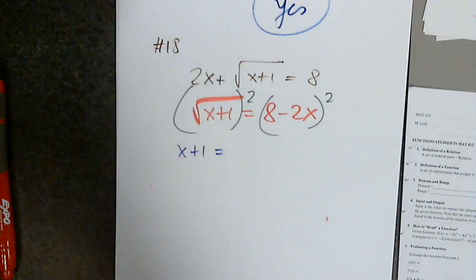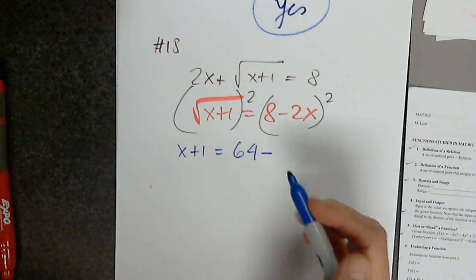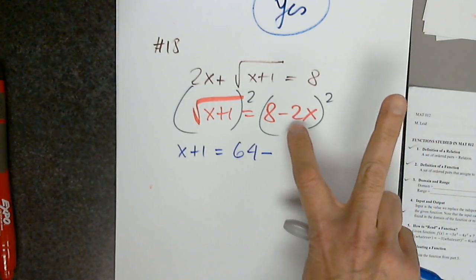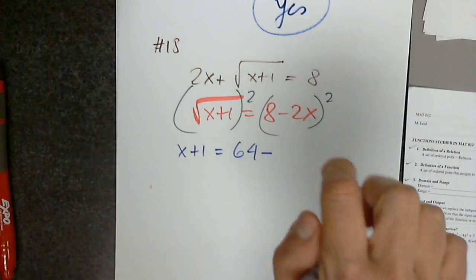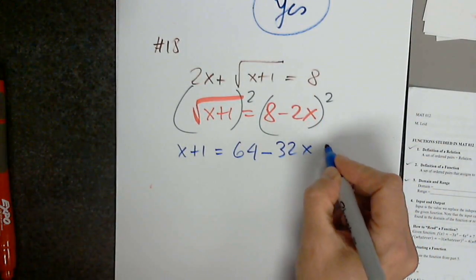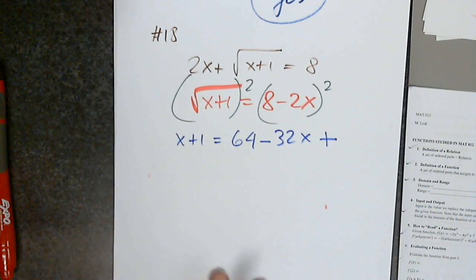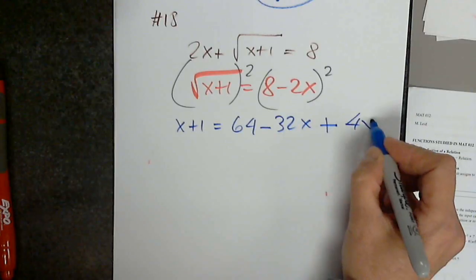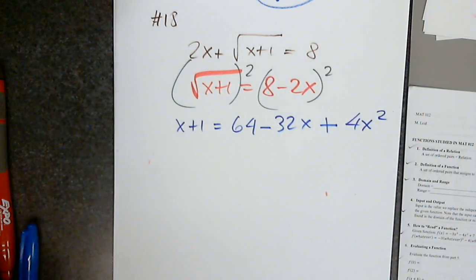First term squared. See how I can get around this. Okay, 64 minus 2 times 2 is 4. 4 times 8, 32x plus the second term squared. That's it. Now I look at this equation and say, oops, now this is what type? Very good. How do I solve a quadratic now?